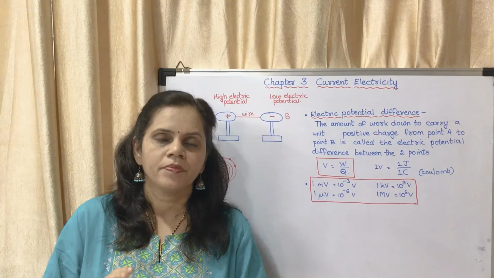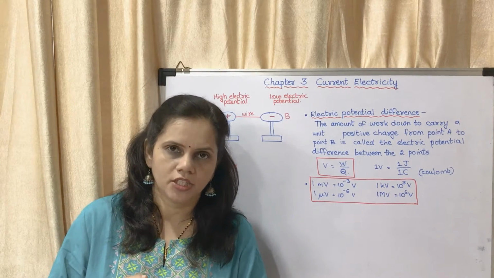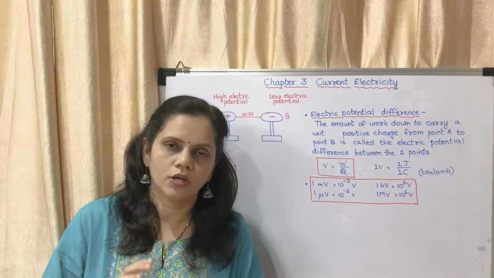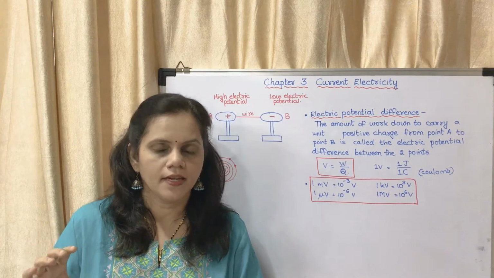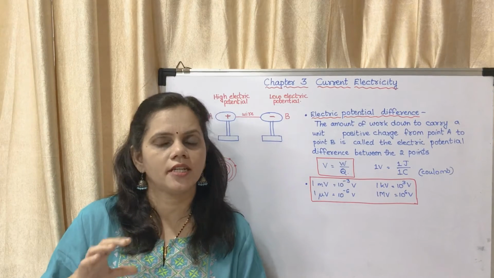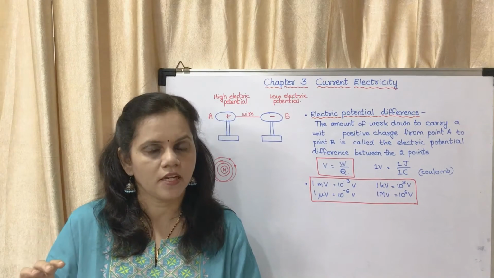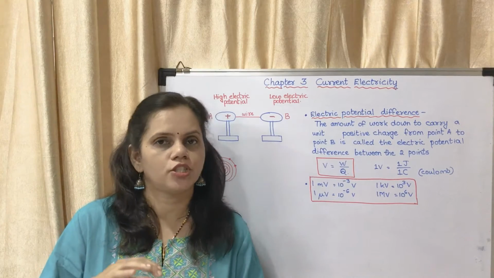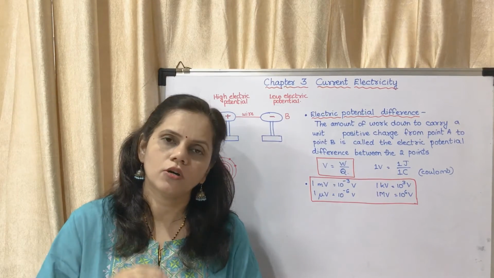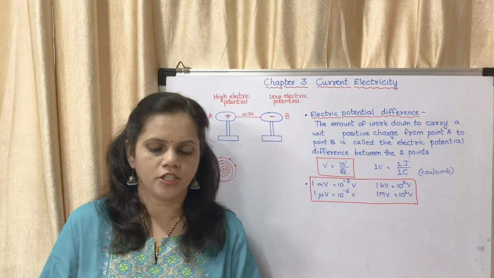I repeat, electrons are negatively charged. So they are at a lower potential. They will move towards positive. As they are negatively charged, they will move towards positive. Okay, so it is said that they move from negative charge to positive charge, or lower potential to higher potential.